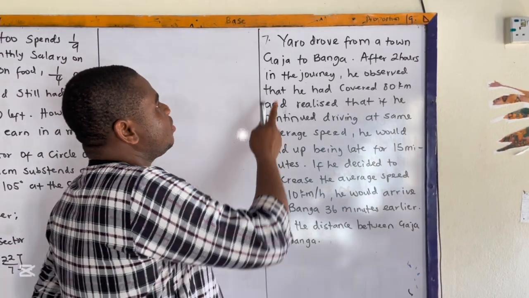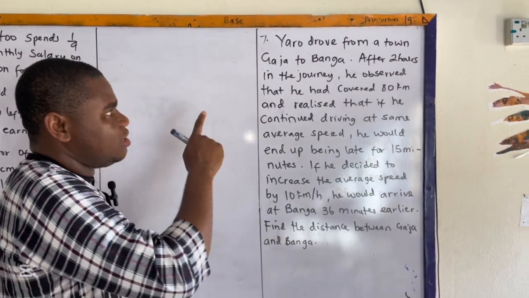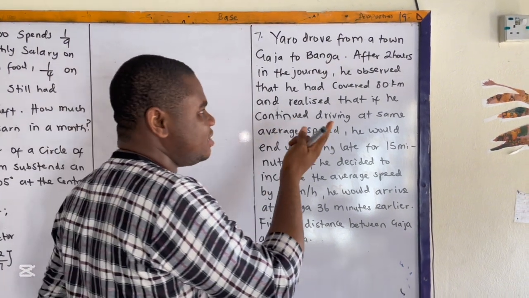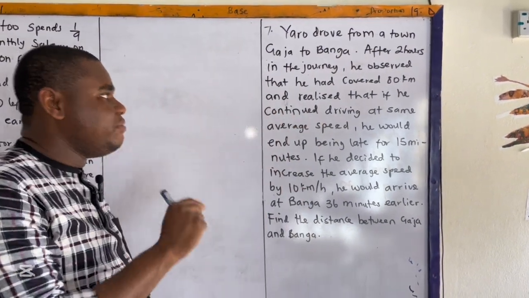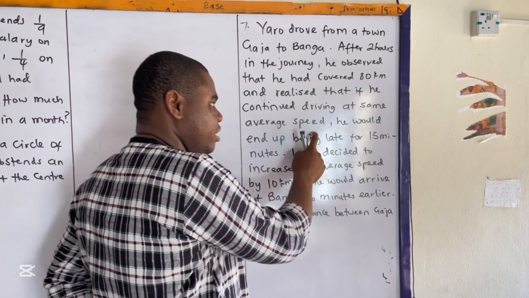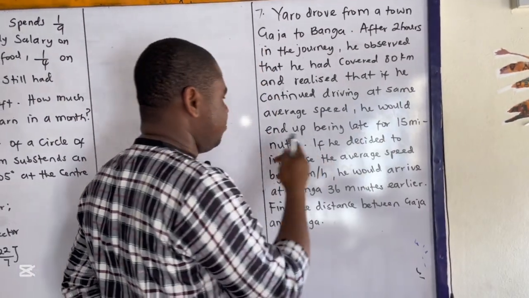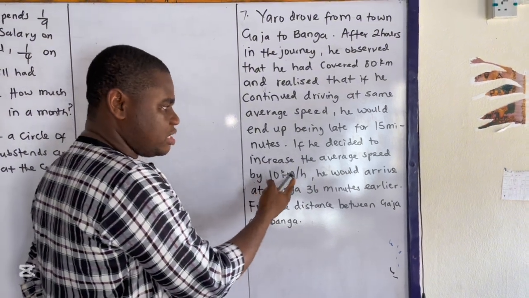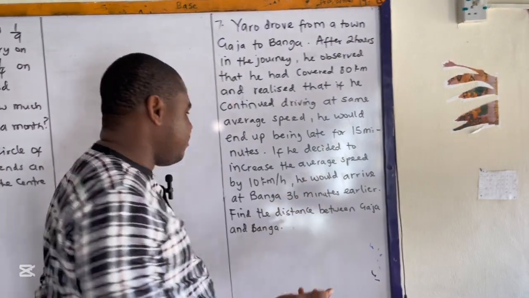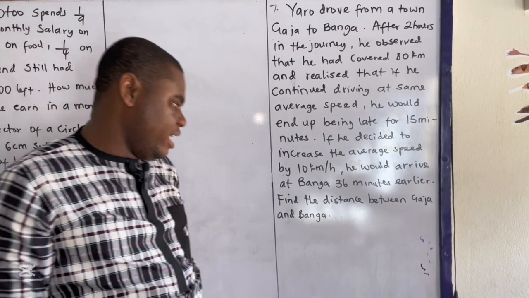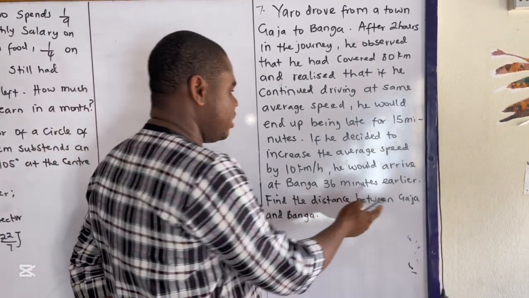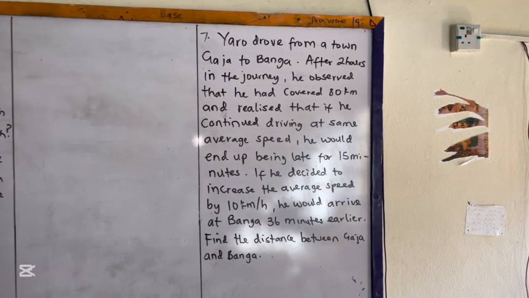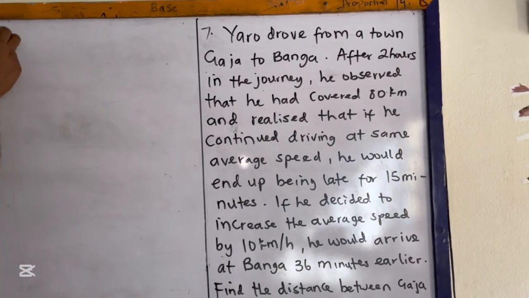Alright, for question 7, Euro drove from a town, Gaja, to Banga. After 2 hours in the journey, he observed that he had covered 80 kilometers and realized that if he continued driving at the same average speed, he would end up being late for 15 minutes. If he decided to increase the average speed by 10 kilometers per hour, he would arrive at Banga 36 minutes earlier. So we have to find the distance between Gaja and Banga with this. Alright, let's not forget to calculate for the question now, speed.